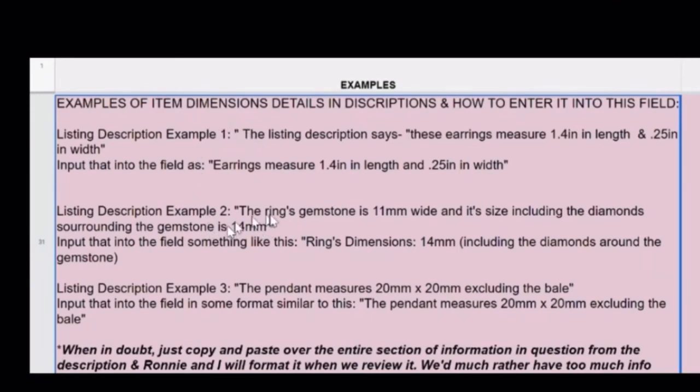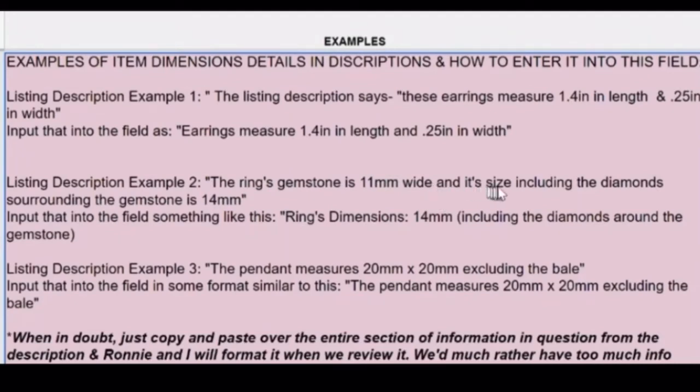Listing description 2. The ring's gemstone is 11 millimeters wide, and its size, including the diamonds surrounding the gemstone, is 14 millimeters. So this is kind of an interesting one because you would have put 11 millimeters wide under the gemstone size, but you would want to put the 14 millimeters under the ring's dimensions. So what you put into the field would be something like ring's dimensions, 14 millimeters. And then if you wanted to be complete, you could put around, including the diamonds around the gemstone, just for extra explanation. Listing description, example 3, the pendant measures 20 by 20 millimeters, excluding the bail. So in that case, you're talking about the pendant measurement. They actually specify that.